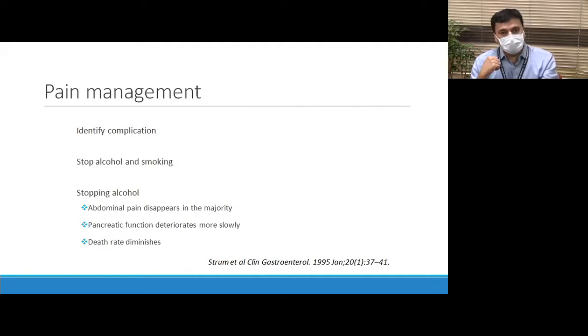The deterioration of pancreatic function, the exocrine as well as endocrine function, is more gradual than in patients who have ongoing alcohol intake, and the death rate in patients with chronic pancreatitis who have stopped alcohol consumption has been found to be low.